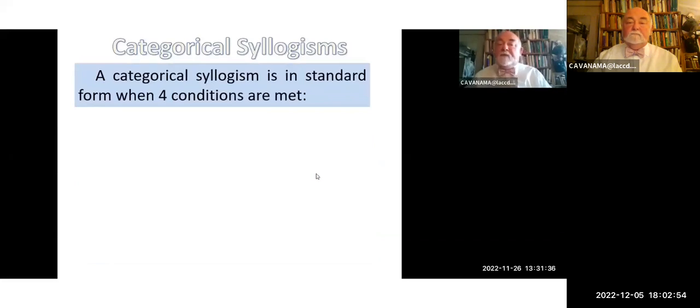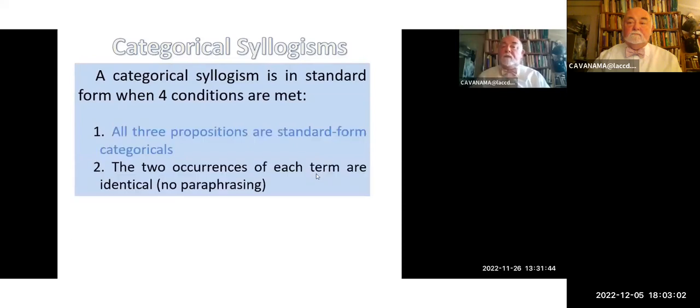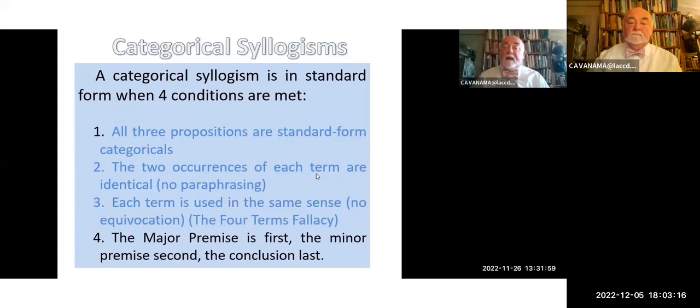A categorical syllogism is in standard form when all 4 of the following conditions are met. First of all, the 3 propositions are standard form categoricals. Second, the 2 occurrences of each term are identical, no paraphrasing. Third, each term is used in the same sense, no equivocation going on. It's also called the Four Terms Fallacy. And fourth and last, the major premise is first, the minor premise is second, and the conclusion is last.